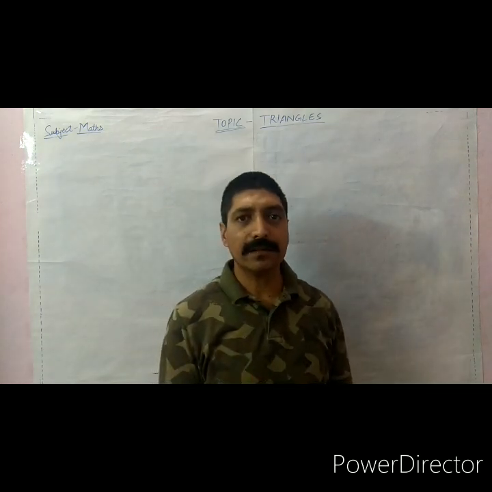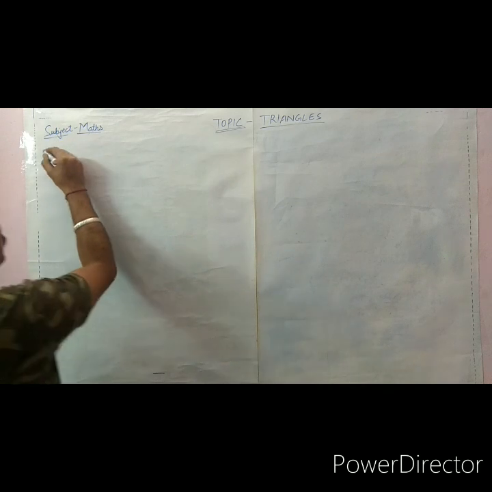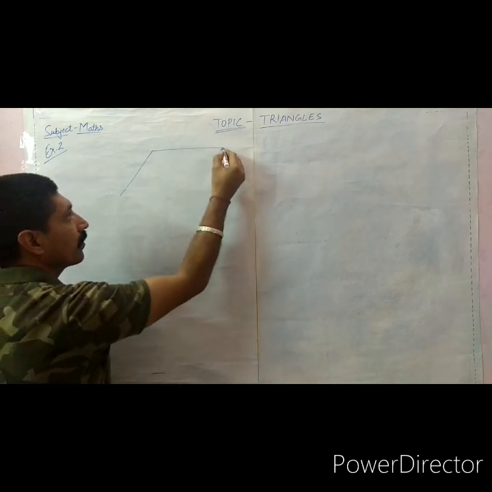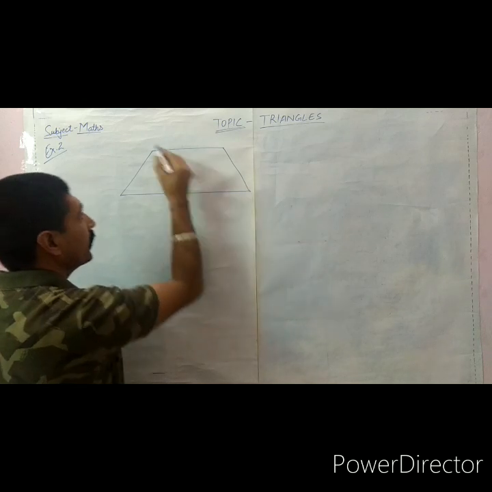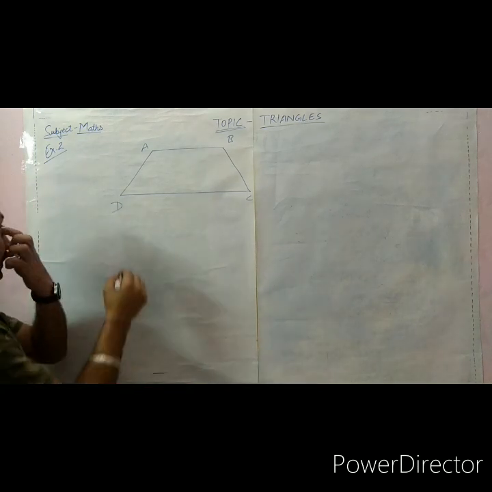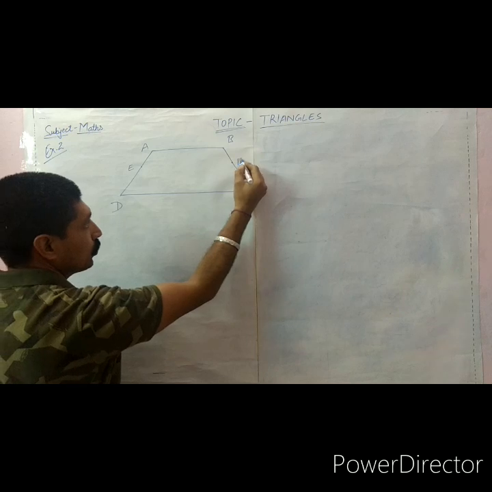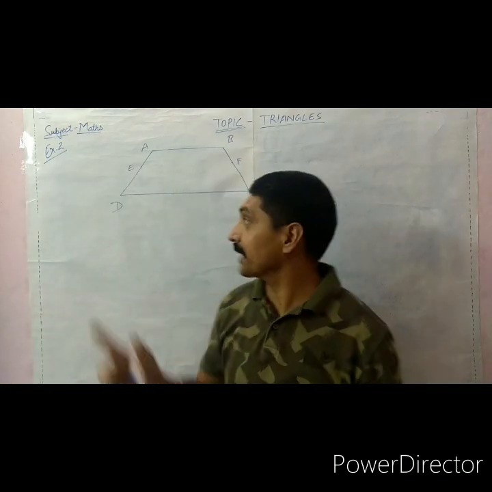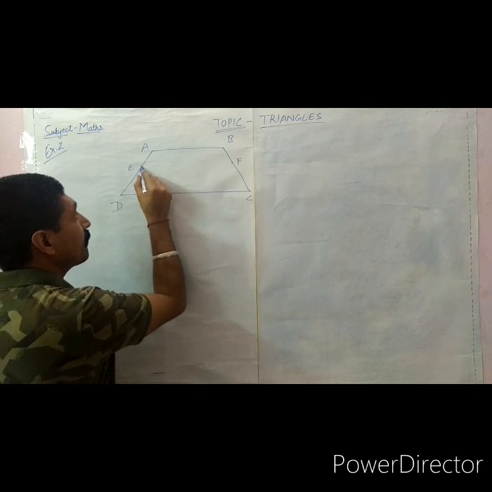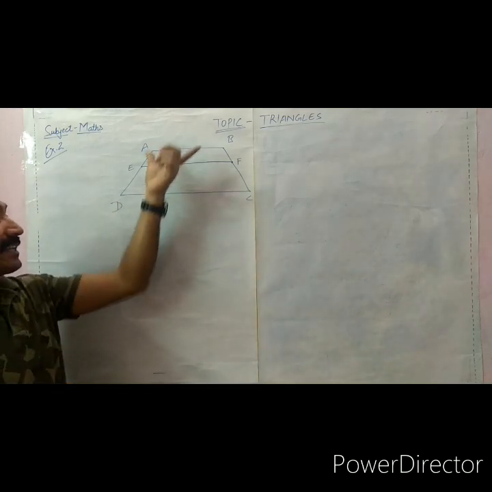Example number 2 says that if ABCD is a trapezium, with AB parallel to DC, and E and F are two points on the non-parallel sides AD and BC in such a way that EF is parallel to the sides AB and DC.